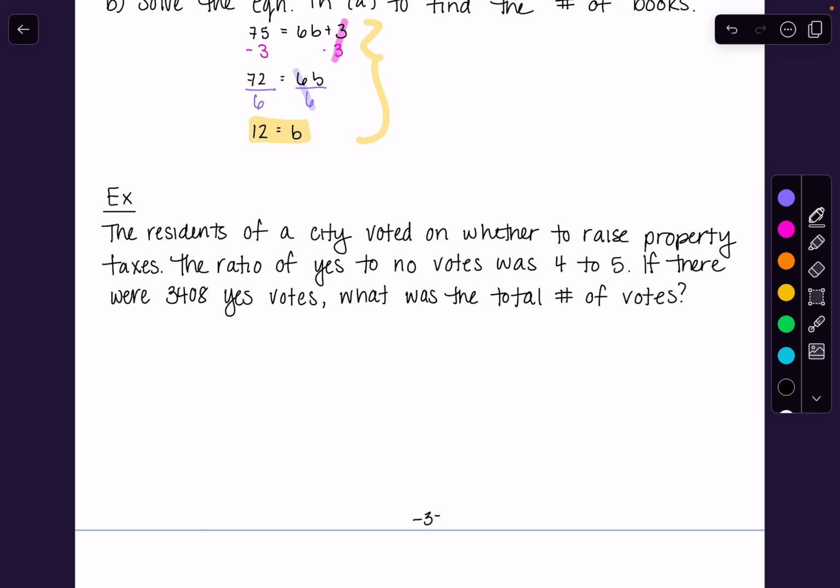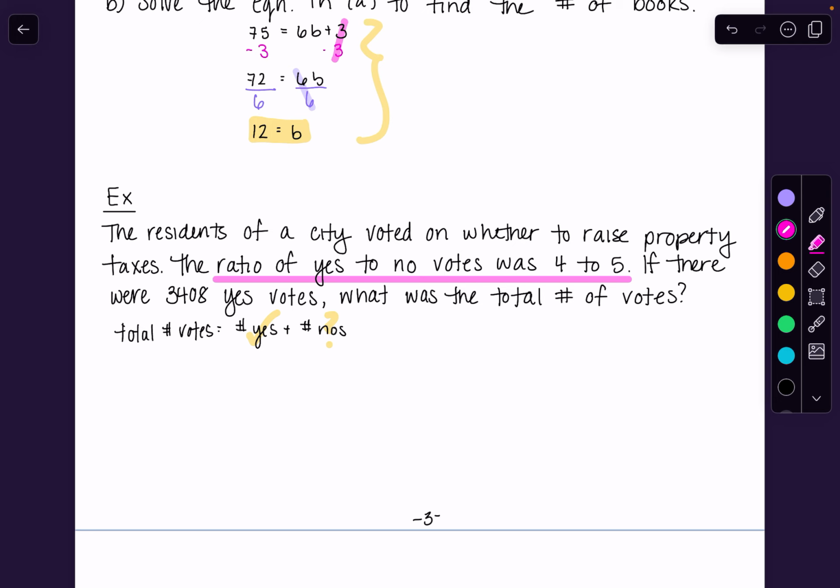So if you think about it, we're searching for the total number of votes. The total number is equal to the number of yeses plus the number of noes. Okay. We have this, but we have no idea what the number of no's is yet, okay? However, they do give us this piece of information that the ratio of yes to no votes was 4-5.